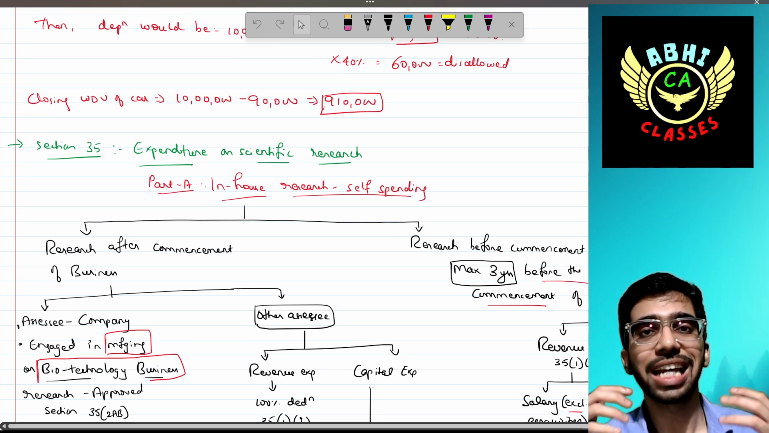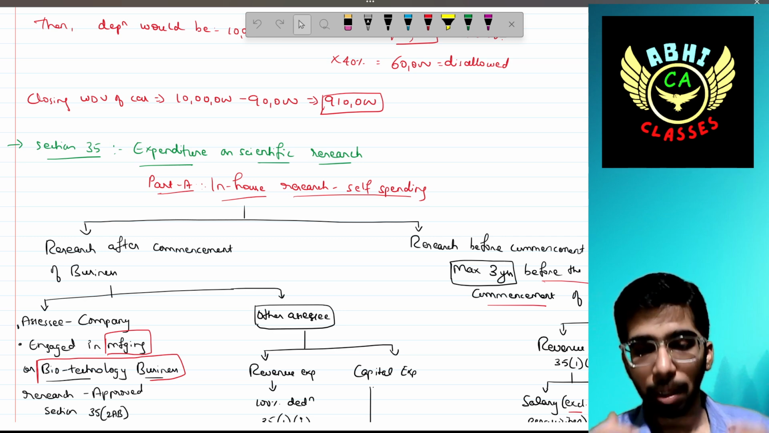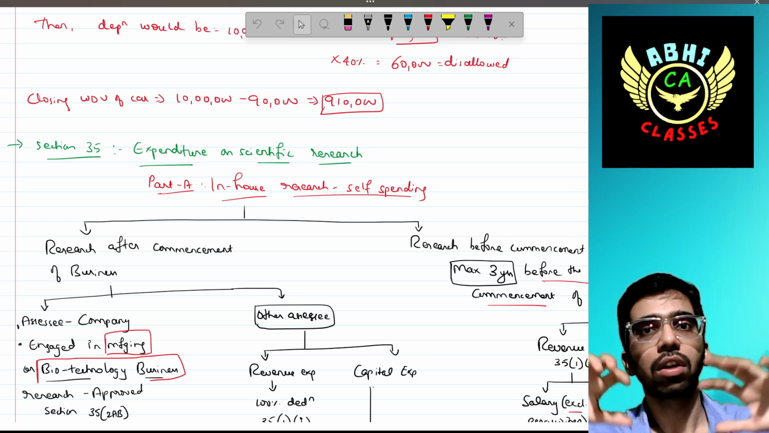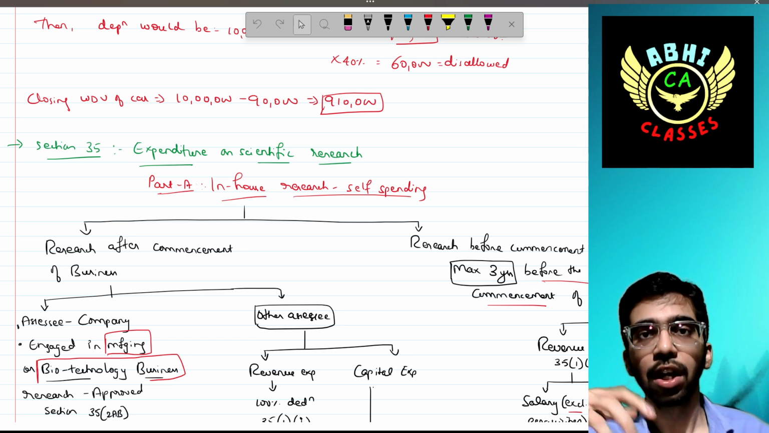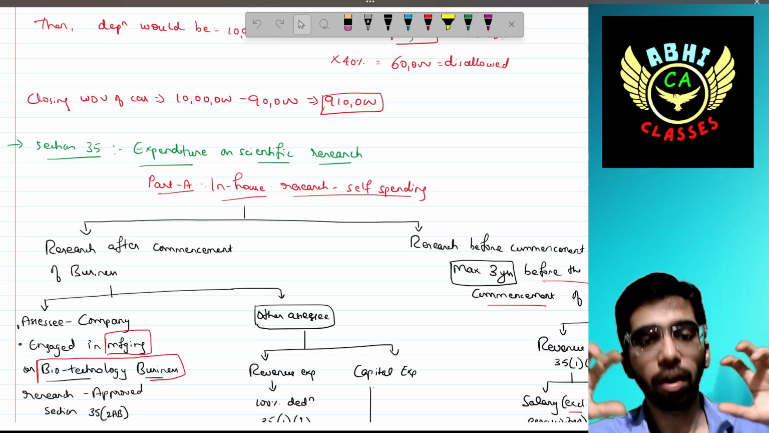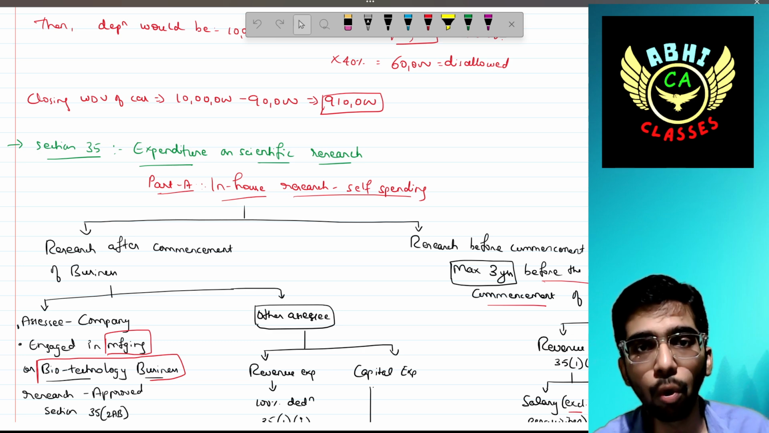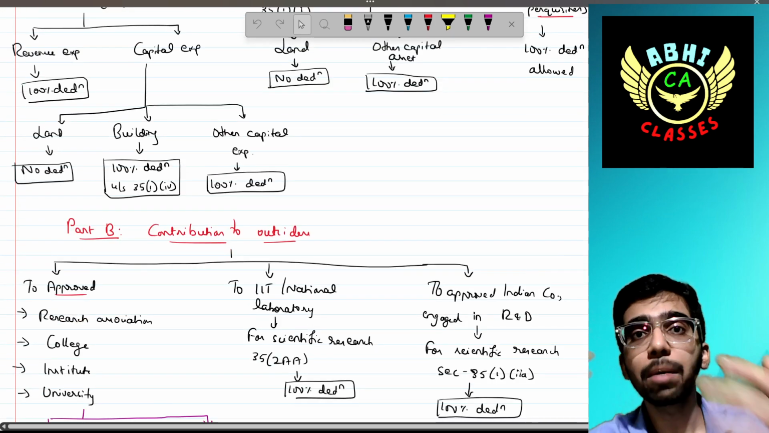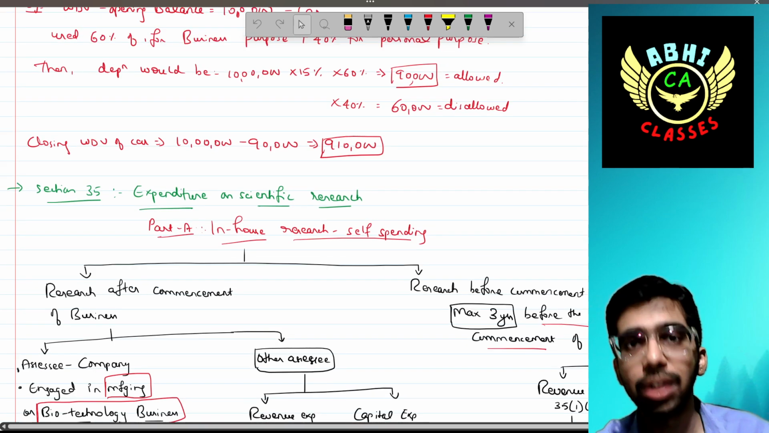This is a simple question. Next, section 35, the expenditure on scientific research. Some expenditure would be incurred on scientific research also. In that we'll see two categories. First, part A, that is in-house research. If you are an SSE contributing in-house, you are doing scientific research in your own organization, self-spending on your own for the research activities. The second, part B, is the contribution to outside research organizations. First, we will see the in-house research.